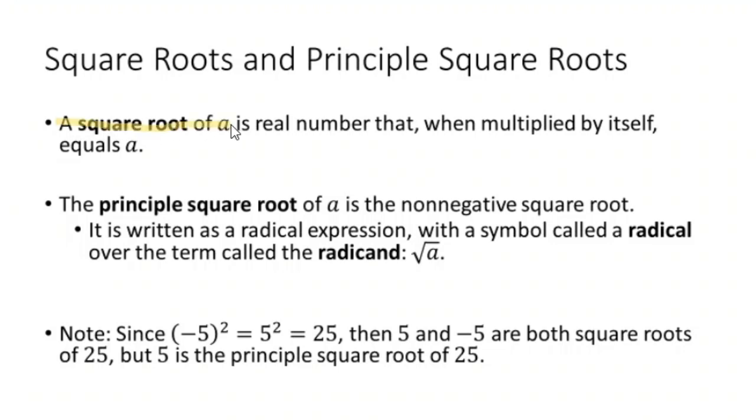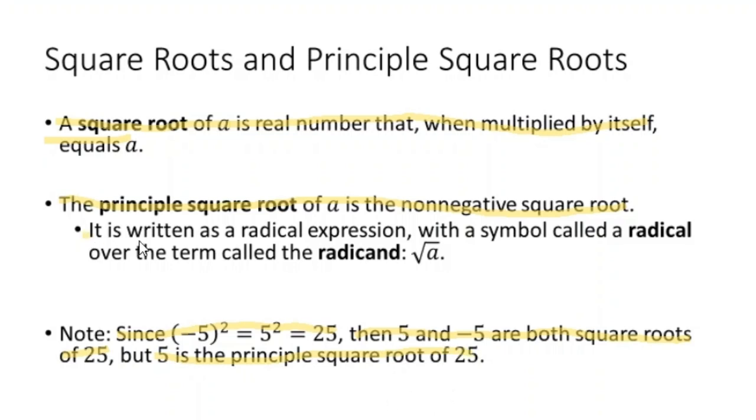A square root of a is a real number that when multiplied by itself equals a. For example, negative 5 squared and 5 squared both equal 25. So 5 and negative 5 are both square roots of 25. In general, every positive number has two square roots, one that's positive and one that's negative. The principal square root of a is the non-negative square root. So out of the 5 and negative 5, which are both square roots of 25, 5 is the principal square root of 25 because it is a non-negative square root.